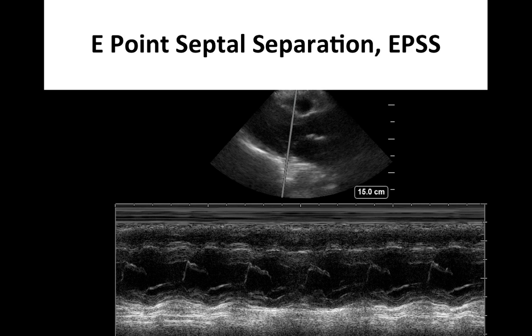If there's a distance between the septum and the leaflet, then measure it with the calipers. If there's a distance right here less than 0.7 centimeters, then the ejection fraction is normal, like in this. In fact, it's 0 because it's touching. If there's a distance greater than 1 centimeter, it's abnormal and a decreased ejection fraction.